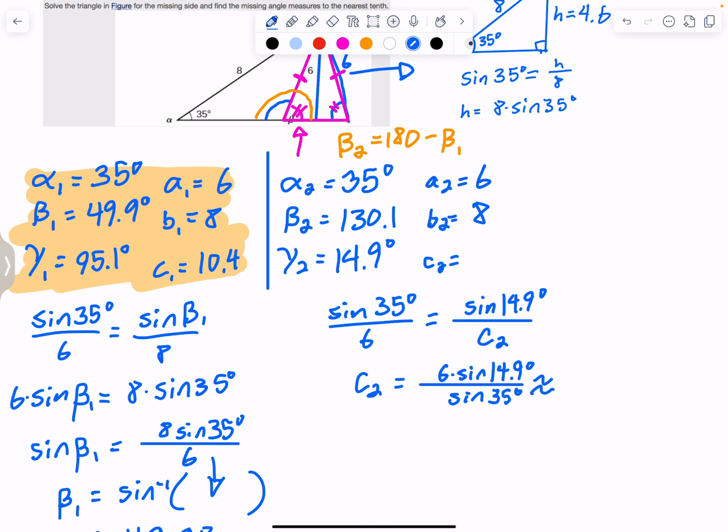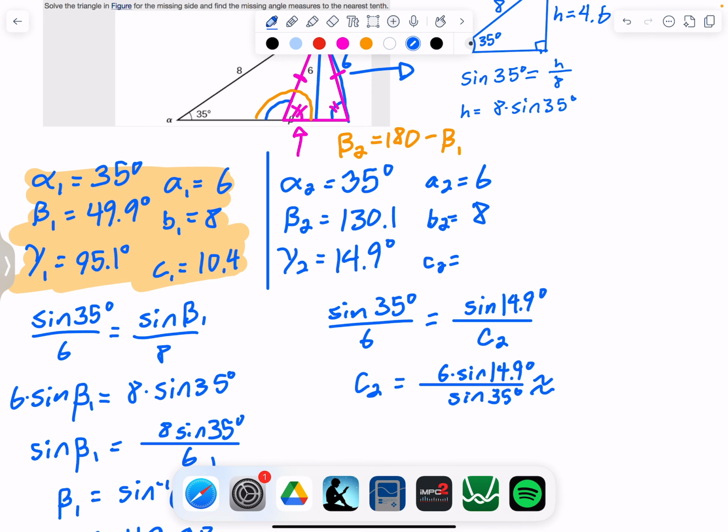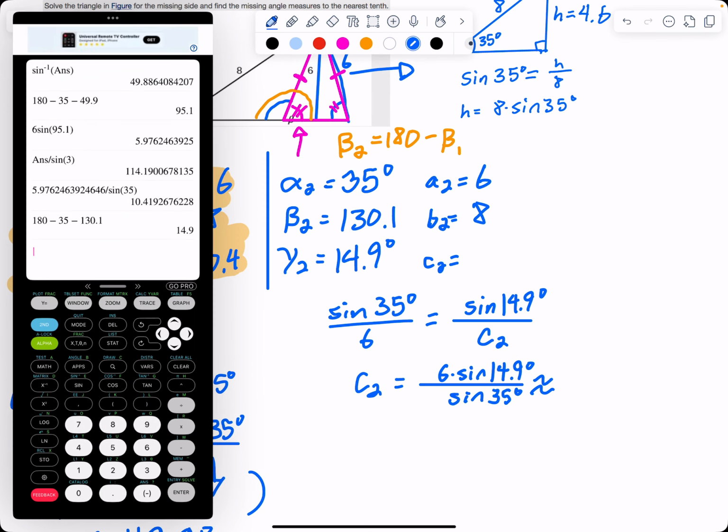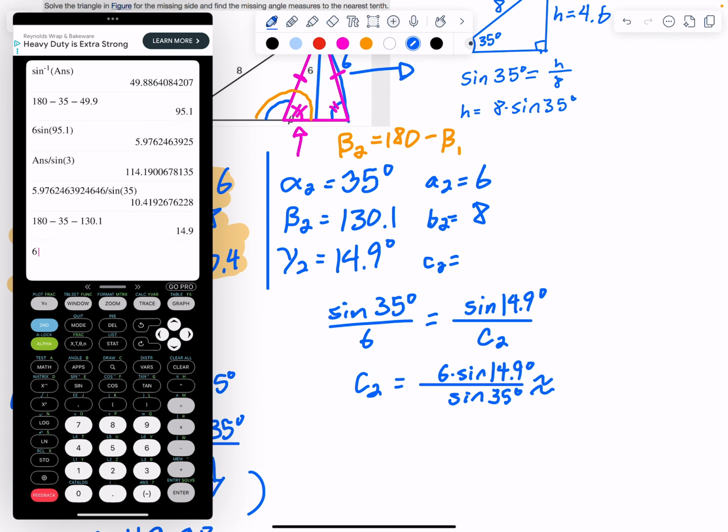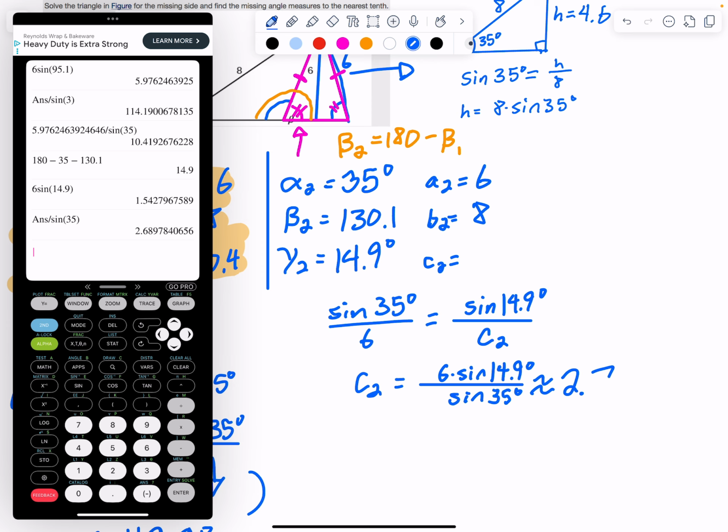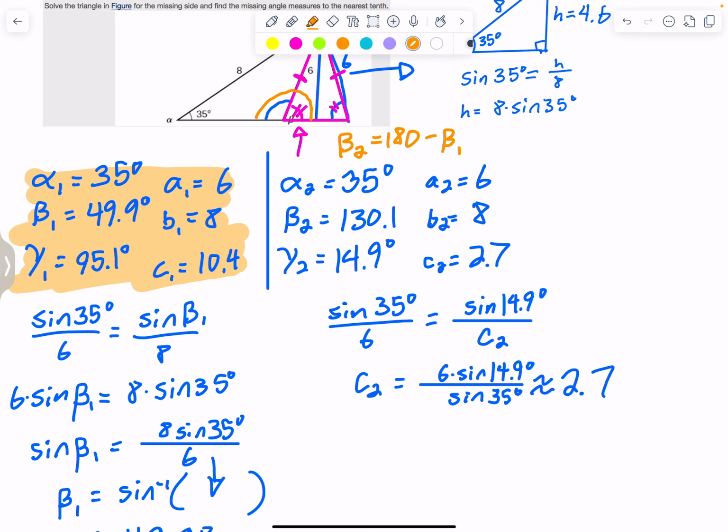All right, so that means C2. I get 6 sine of 14.9 divided by sine of 35, and we get about a 2.7. That makes sense if we look at our angles. That one is corresponding to the 14.9, which is pretty small. The big angle is 131, and that gave me an 8. And then the middle angle, 35 degrees, spit out a 6. It looks like it would make sense.